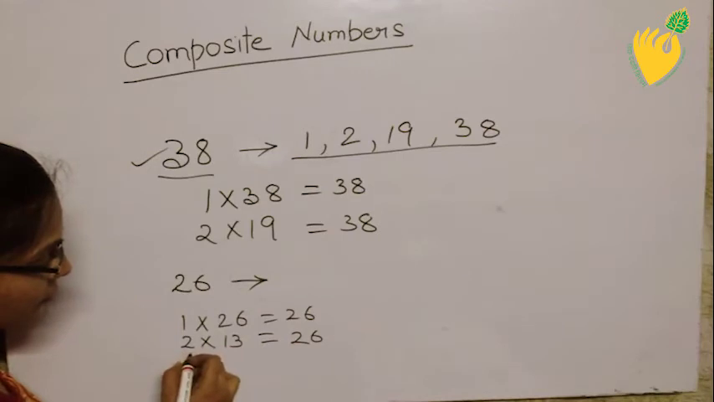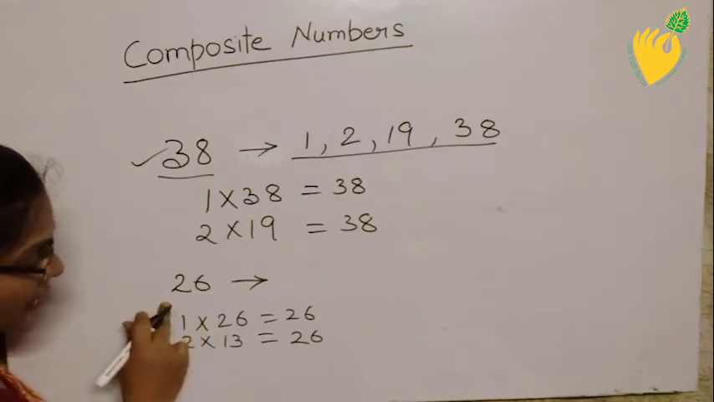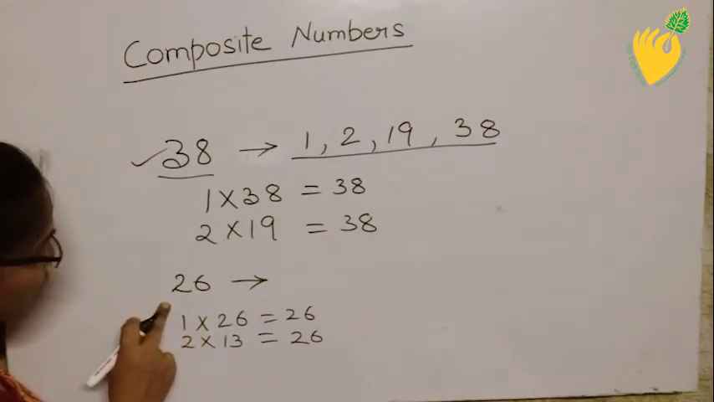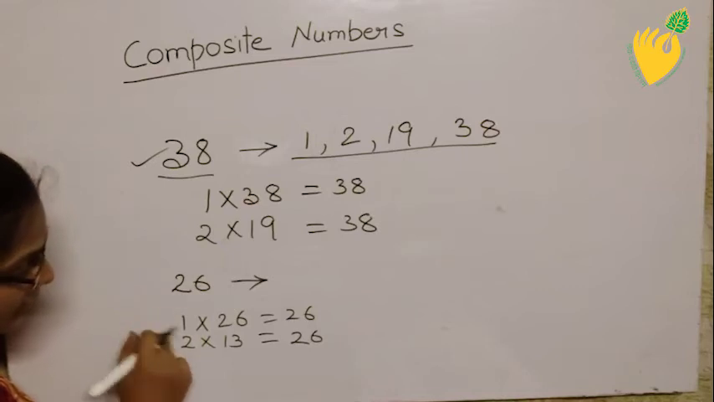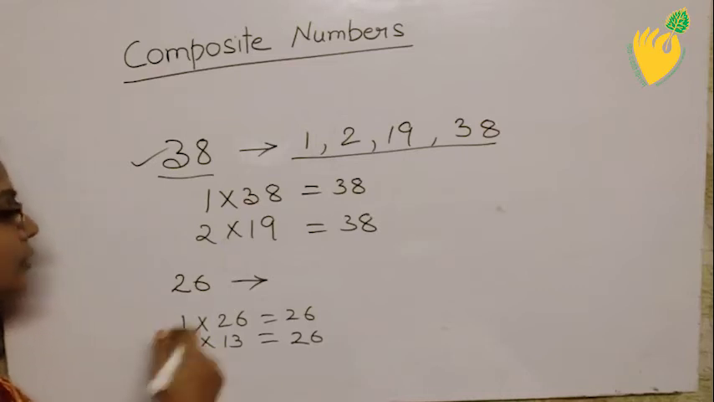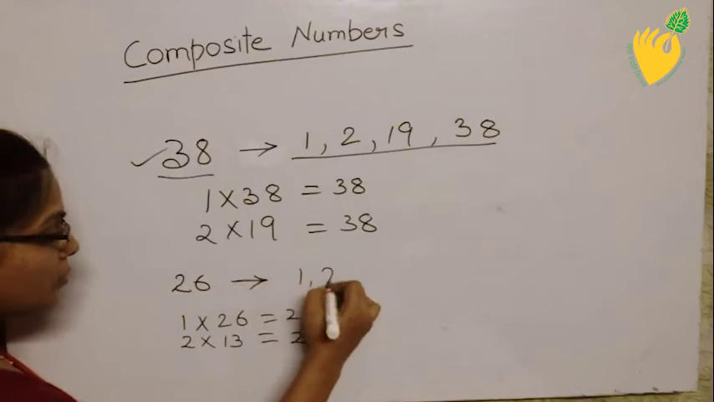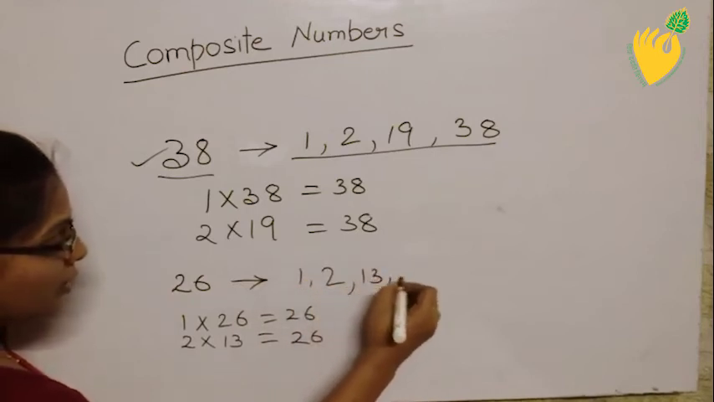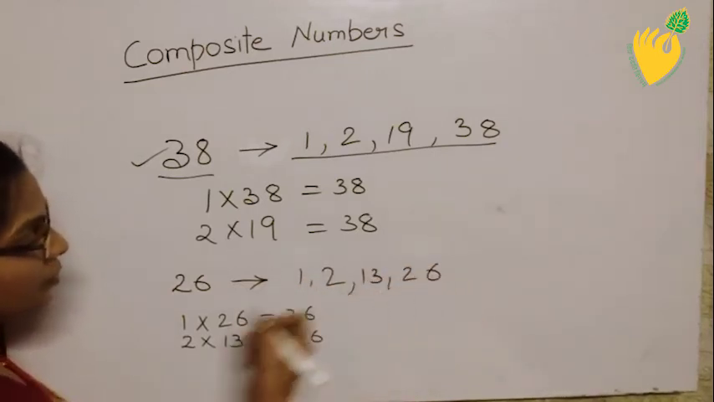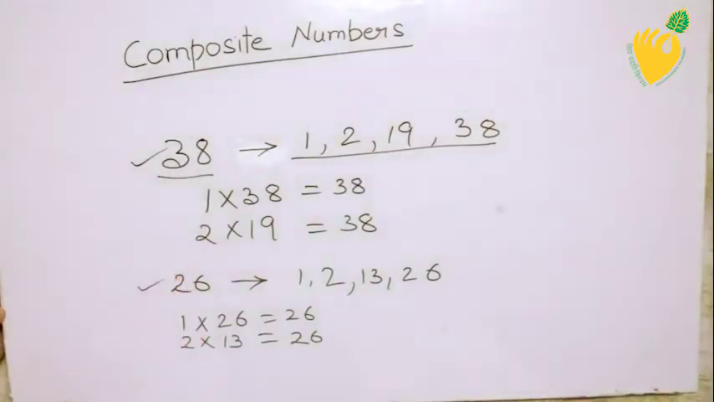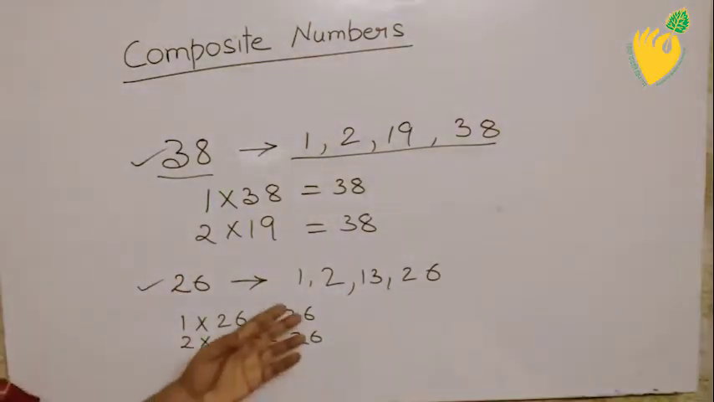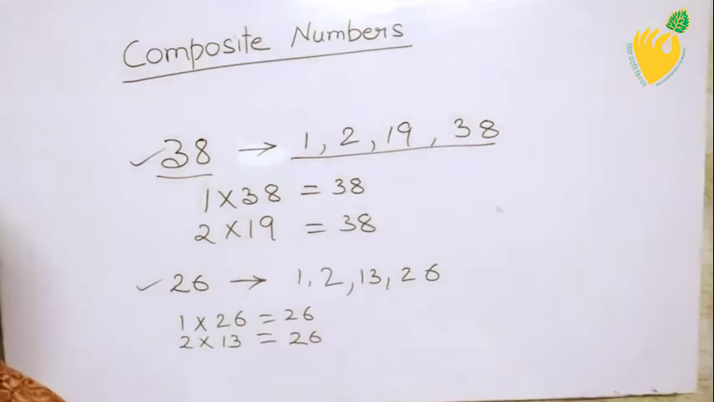26. It is divisible by 4? No. 5, 6, 7, no, not by any other number. So again it has only 4 factors, that is 1, 2, 3, 4. So all the numbers which have more than 2 factors are called composite numbers.